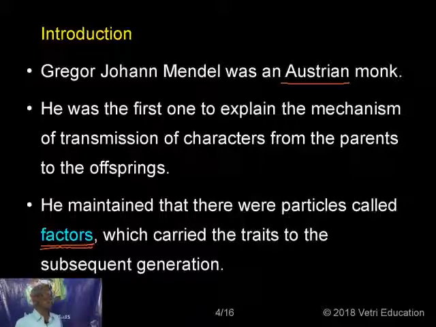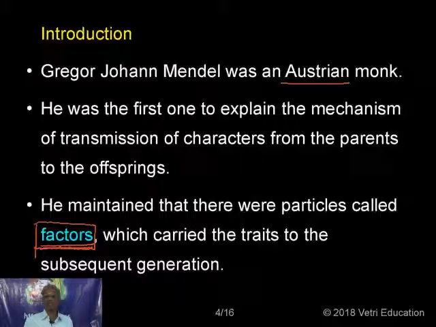And this heredity, or these genes, he called factors. But before the period of Mendel, people had wrong ideas about the transmission of characters. If you read some of the textbooks, you will understand how many theories there were, such as the pangenesis theory, the particulate theory, the vaporization theory. Many theories were there explaining the transmission of characters.